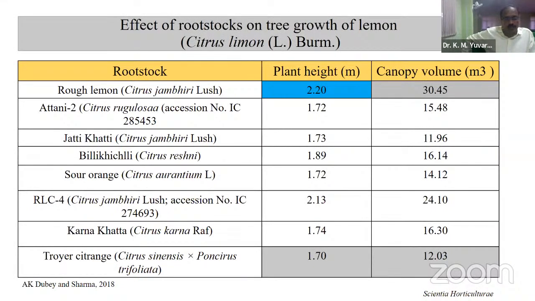In acid lime also, they are using different rootstocks, such as dwarf rootstocks, to reduce plant size, and other rootstocks for increasing the vigor.